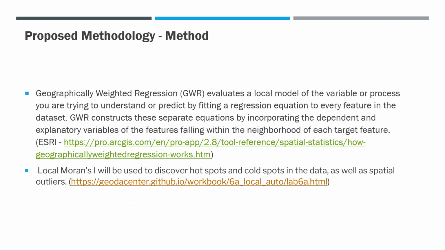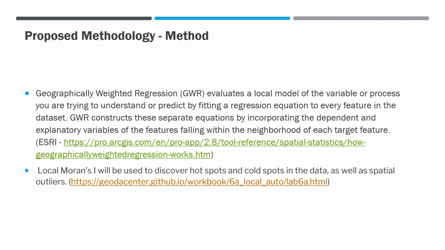Geographic weighted regression evaluates a local model of the variable or processes you're trying to understand or predict by fitting a regression equation to each feature in the data set. GWR constructs these separate equations by incorporating the dependent and explanatory variables of the features falling within the neighborhood of each target feature. Specifically, the analysis will use geographic weighted regression to model the relationship between the demographic factors such as race, income level, population density.